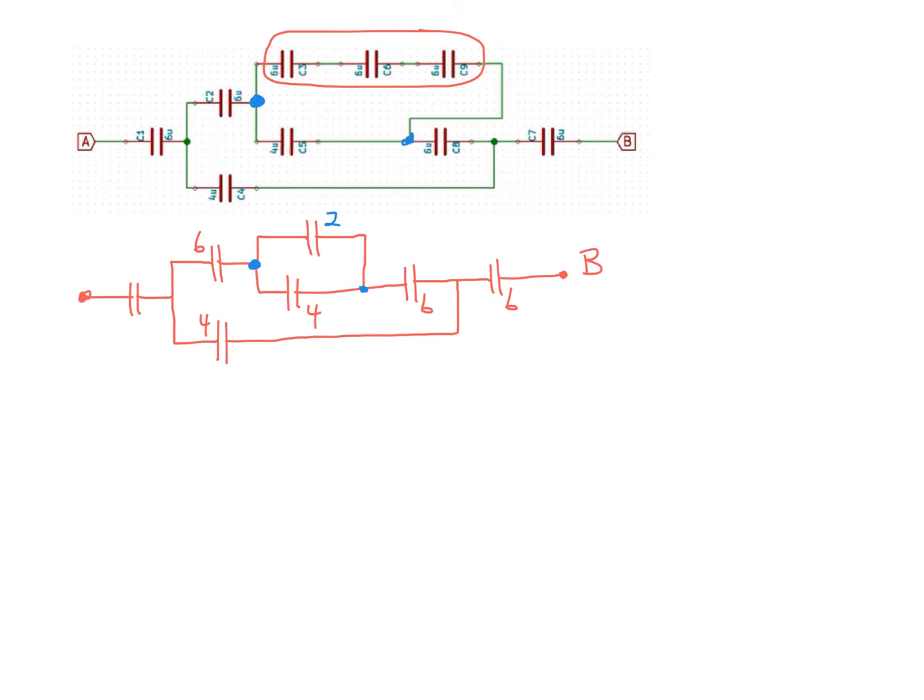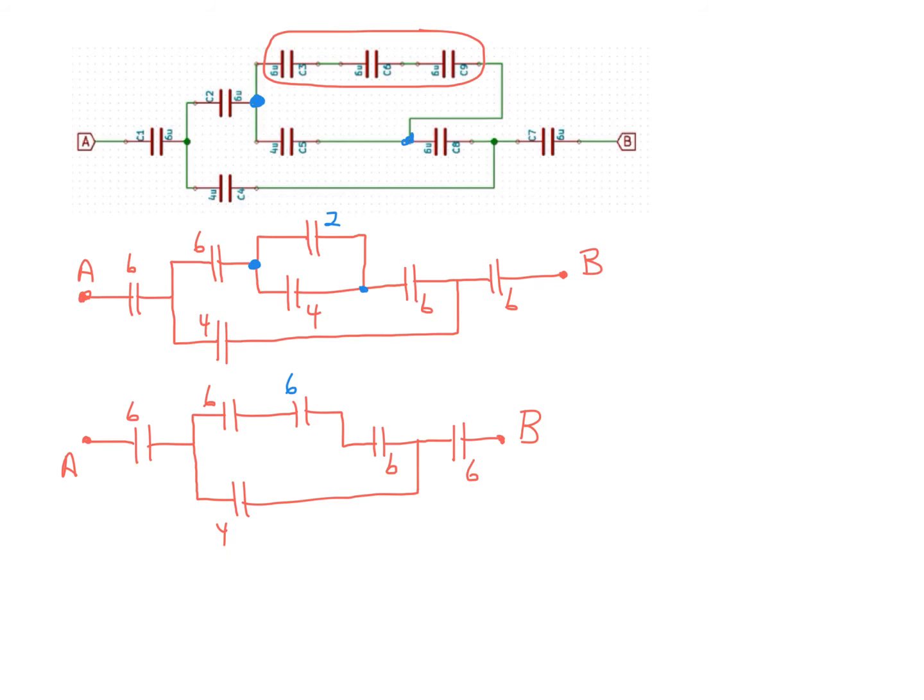So you're going to combine the 2 and the 4 in parallel. That's just 2 plus 4 gives me 6. So the new diagram looks like this. All right, I combined the 4 and the 2. That gives you 6, 4 plus 2. So I replace both of those with one capacitor, and I'm trying to continue with the integrity of the rest of the circuit as it's drawn here. So this new diagram is basically a simplified version of the one above it.